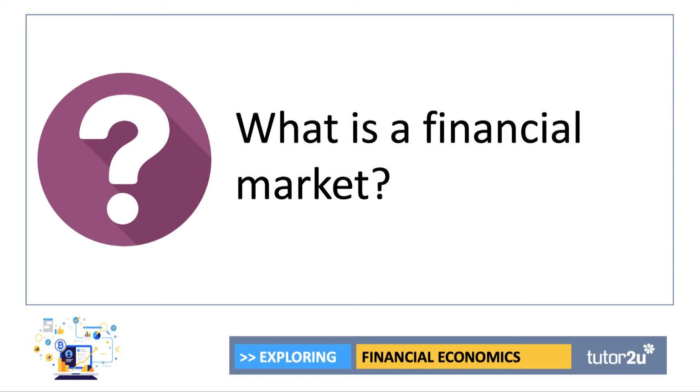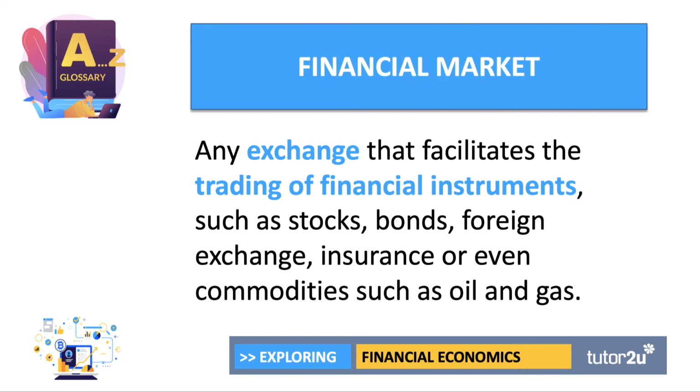Here's our first question. What is a financial market? It's actually much broader than you would think. Essentially, a financial market is any exchange, any platform that allows the trading, the buying and selling of what we call financial instruments. That's a pretty dry term, but it's basically any trading of stocks or shares, bonds, foreign exchange, currencies, insurance products. And we also include commodities such as oil and gas, coffee and copper. Financial markets essentially provide the platforms by which trade takes place.